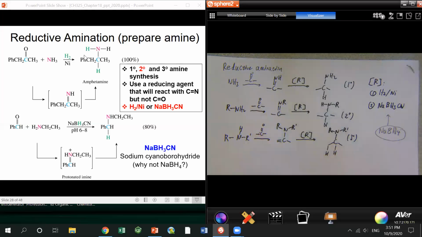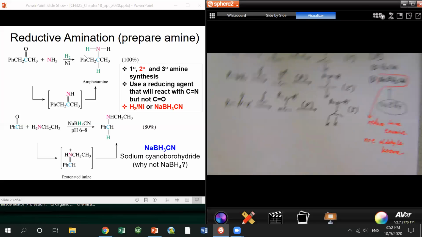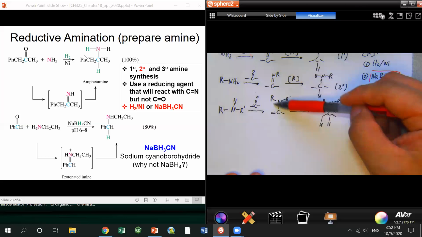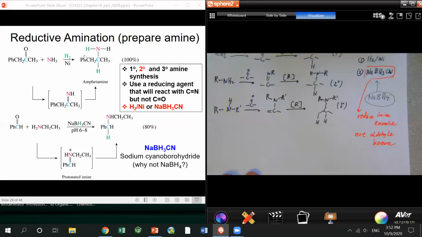That would push you to the imine stage, but if you replace one hydrogen with a cyano group, this sodium cyanoborohydride can only reduce the imine and enamine. It cannot reduce the aldehyde or ketone. So in this case, you can still generate the imine while the aldehyde or ketone doesn't react, and then once you generate the imine or enamine, it continues to be reduced to the amine.